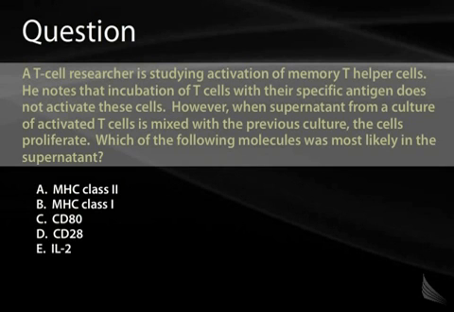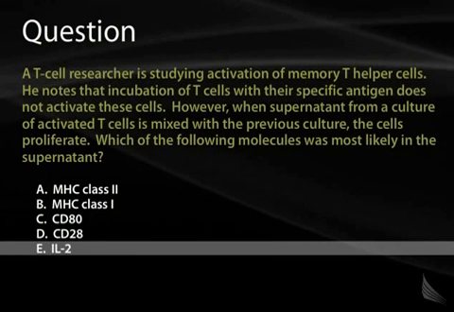Is it A, MHC class II, B, MHC class I, C, CD80, D, CD28, or E, IL-2? The answer is E, IL-2. The key to this question is understanding that this is coming from a supernatant. Remember, supernatant is the media that these cells are resting in, or the cells are responding in. When you transfer supernatant from one culture to another, you transfer only secreted molecules. The cells themselves don't get transferred.